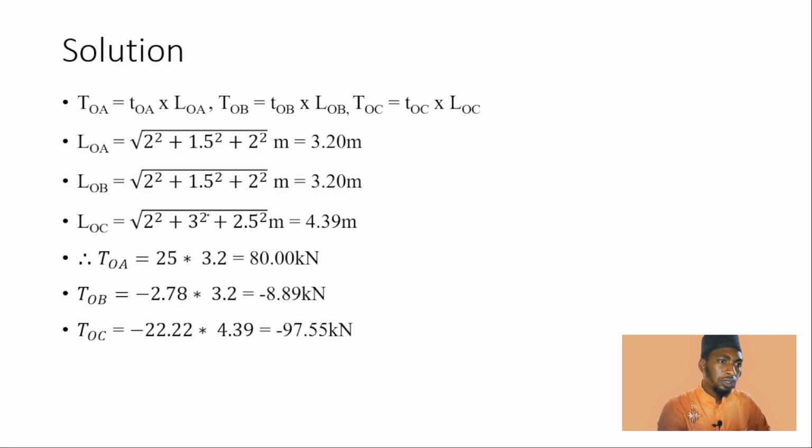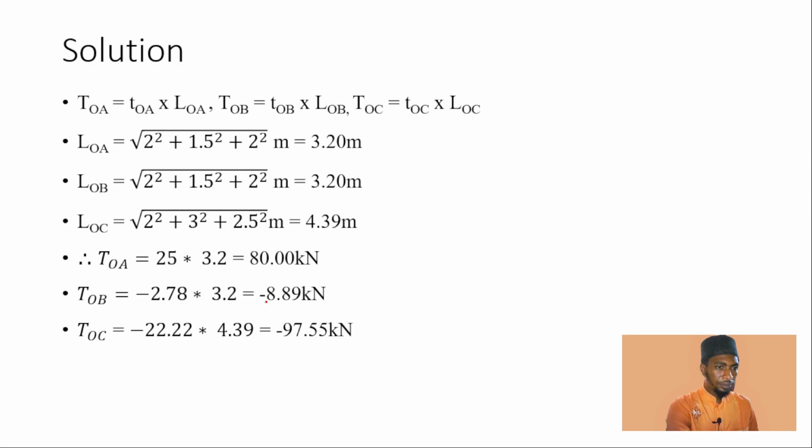Since we have the length now, and we have the tension coefficient already, we can easily determine our tensile forces, or the tension in the members. So TOA, that's the capital TOA, is going to be small t times L, which is 25 times 3.2, and I have 80.00 kilonewton here, and it is positive, which means it is a tensile force. Then the TOB is minus 2.78 times 3.2, which is minus 8.89.